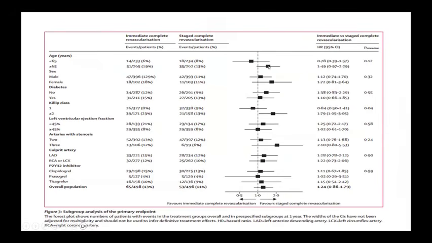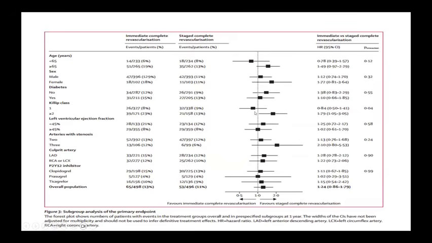As you can see, all the boxes are on the right-hand side favoring staged revascularization. Only 2 boxes are on the left side favoring the immediate revascularization. Those 2 boxes are what? Young age below 65, KLIP class 1.